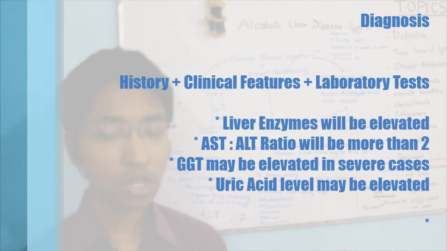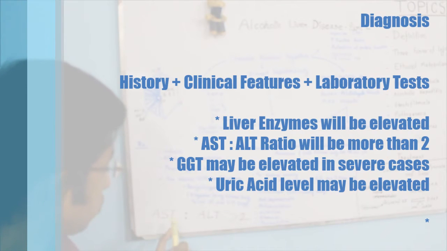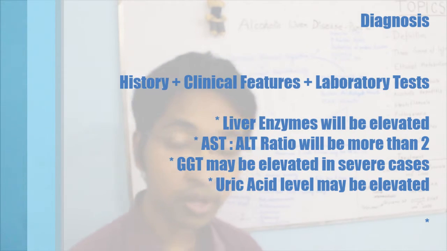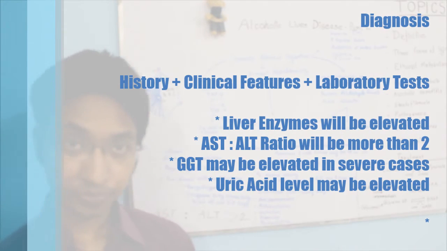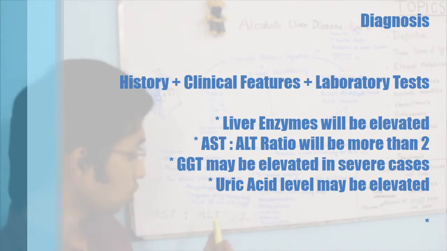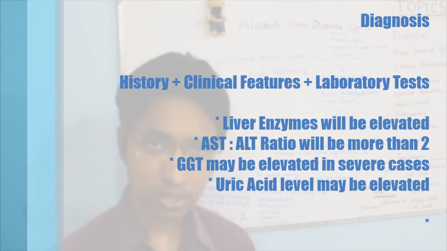In other words, whenever the ratio between aspartate aminotransferase and alanine aminotransferase is more than 2, it is highly possible that the patient is suffering from alcoholic liver disease. So always remember this ratio for your exam.